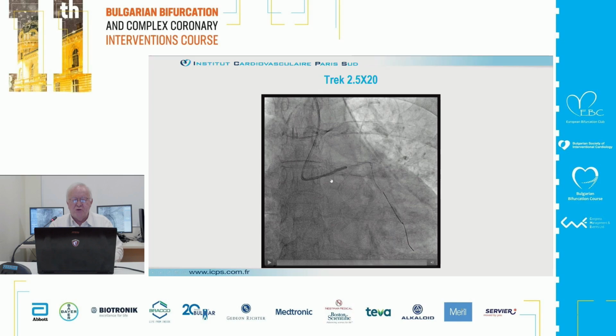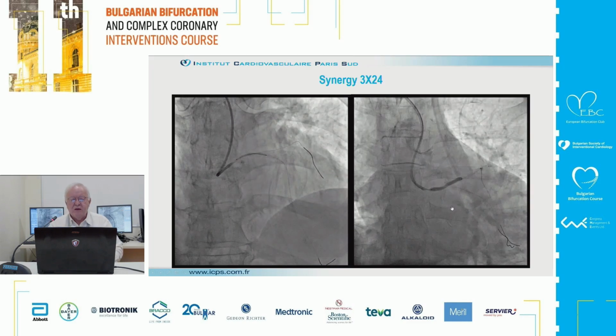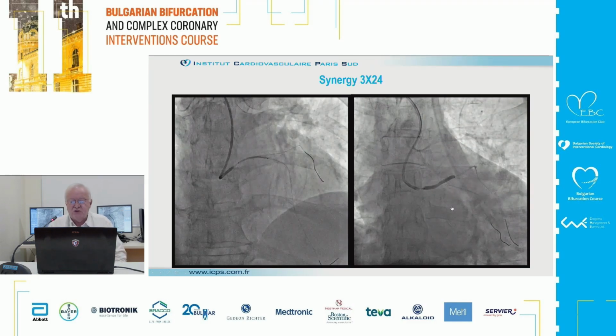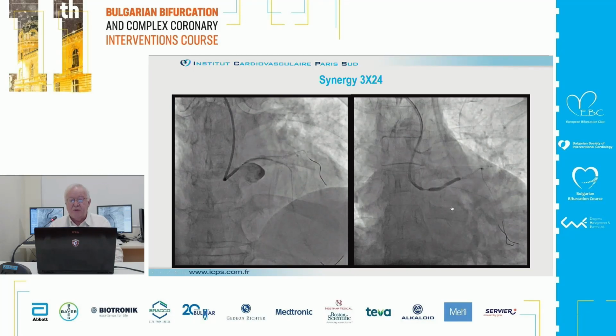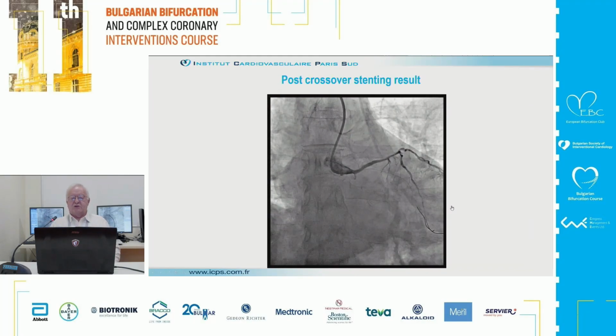You see that the balloon here is not inflated more than the LAD. It means that it was not correctly prepared. A good option should have been to do a POT without stent in the proximal part of the left main. So look at the implantation of the stent. Again, on the right, you see that the stent is not deployed. And now you can look at the result.